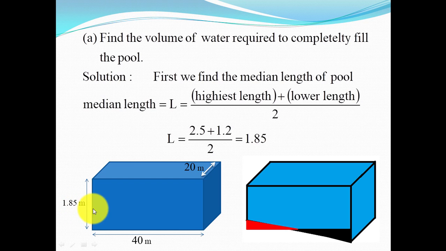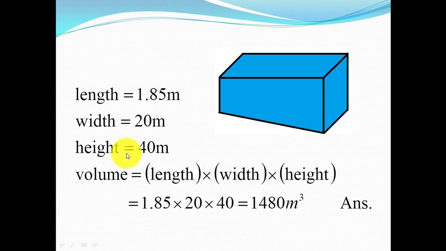Now length is equal to this, width is equal to this, and height is this. You know what volume is. The formula of the volume is length multiplied by width multiplied by height, and this will be equal to 1480 meter cube. It is a very easy way, the very easiest way to find the volume.